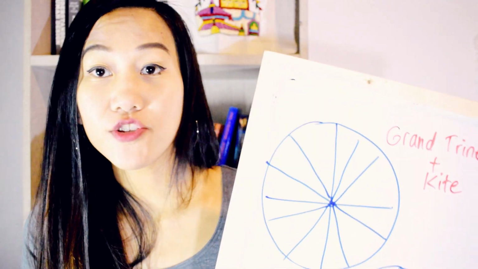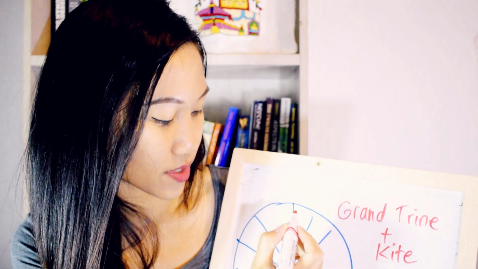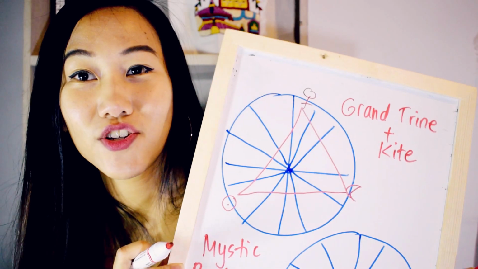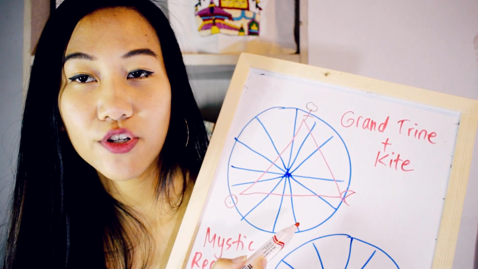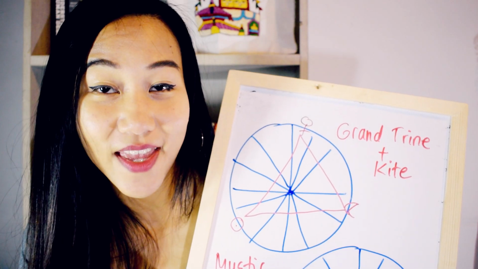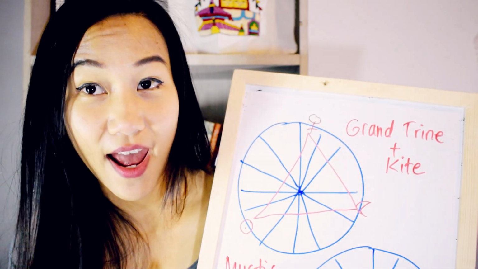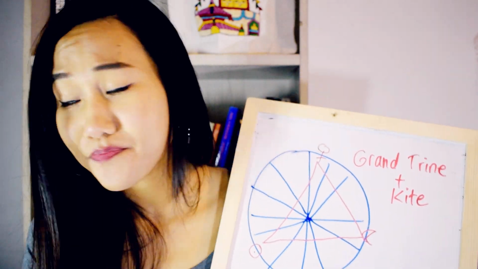So, the Grand Trine occurs when you have 3 planets making 3 trines to each other. So let's say we've got Venus, the Moon, and the Sun. They're making a trine to each other, so they're 120 degrees, 120 degrees, and 120 degrees. 3 trines make a Grand Trine. So it's an equilateral triangle. I don't think my drawing is quite accurate there, but you get the idea.